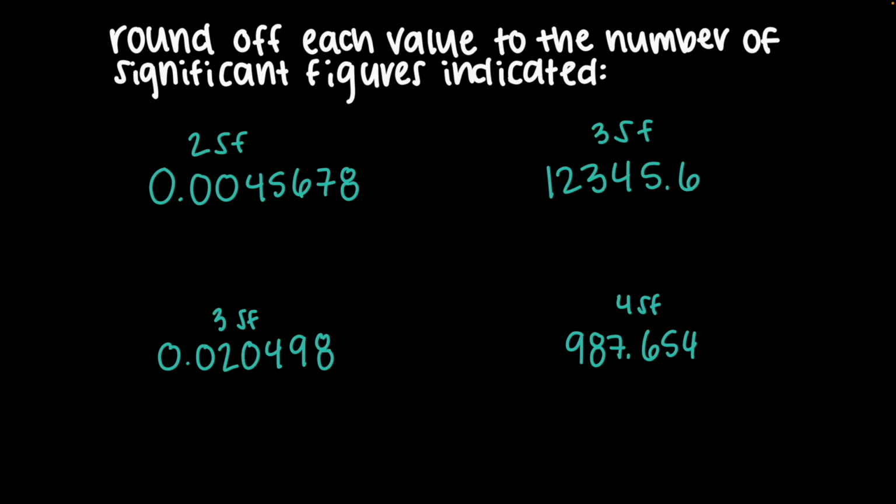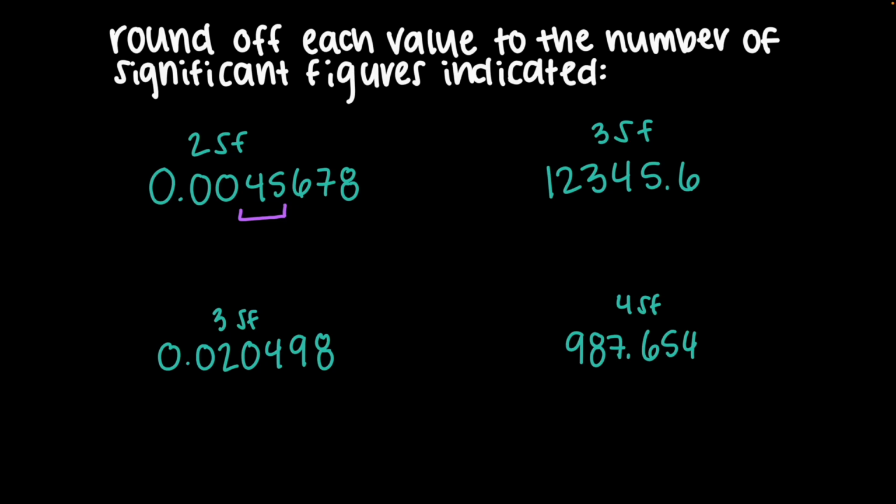When we're doing calculations in chemistry, we're going to have to round off the value that we get from the calculator to be able to report to the correct number of significant figures for the problem. We're going to practice rounding off each value to the correct number of significant figures indicated. For the first value, I have a decimal place, so I'm going to start counting at the first non-zero digit, and that'll be the 4, and stop counting after the 5, so I only have 2 significant figures shown.